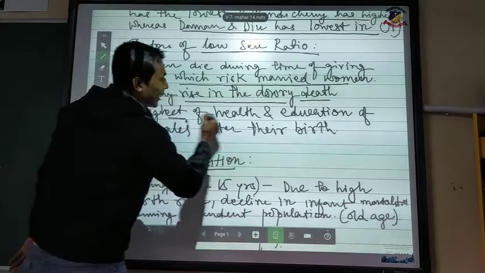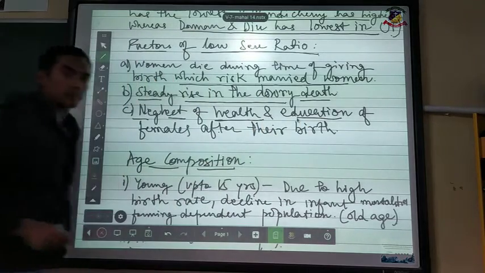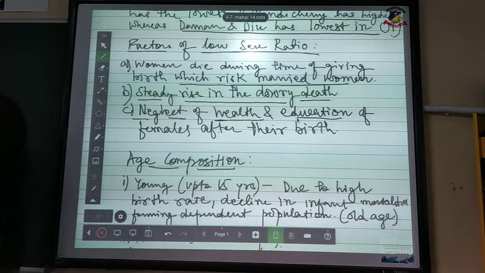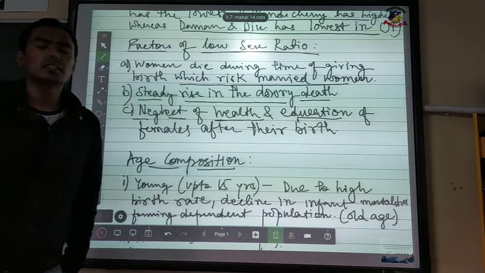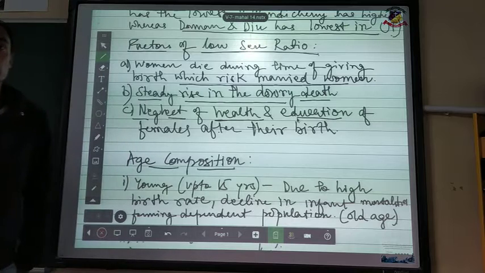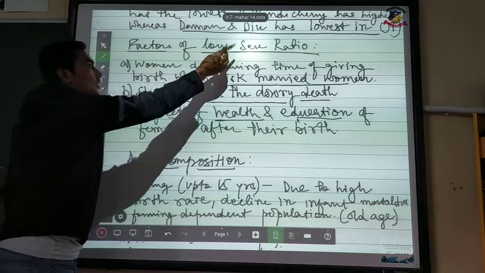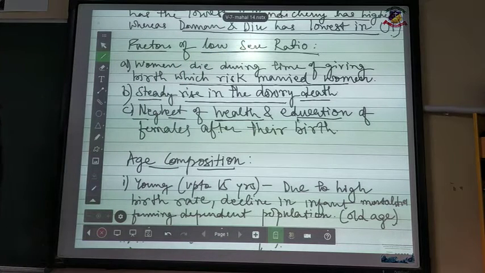Next point, neglect of health and education. Whenever a girl child is born, especially in those areas where they consider a girl child as a burden, these parents do not provide better health facilities as well as better educational facilities. Clear? Resulting in low sex ratio in India.